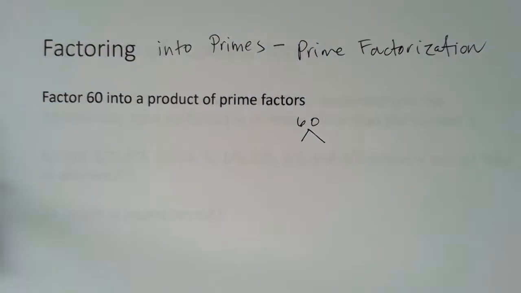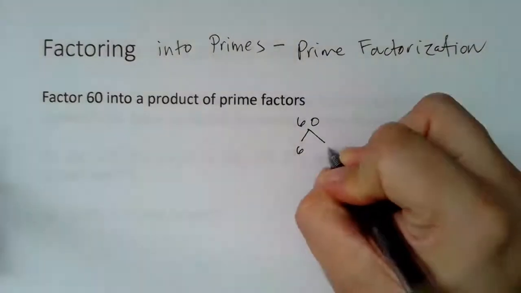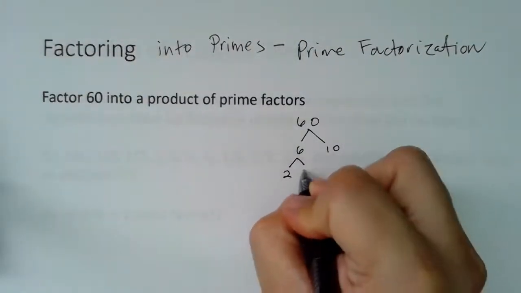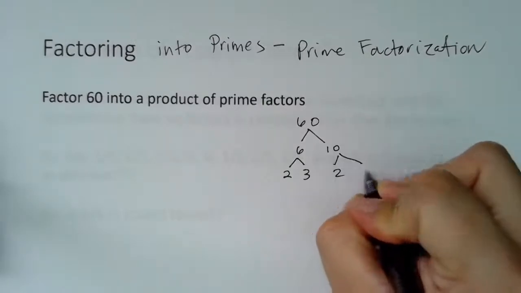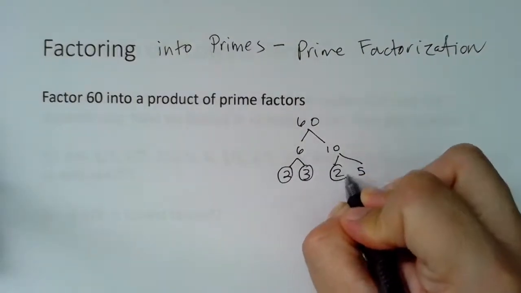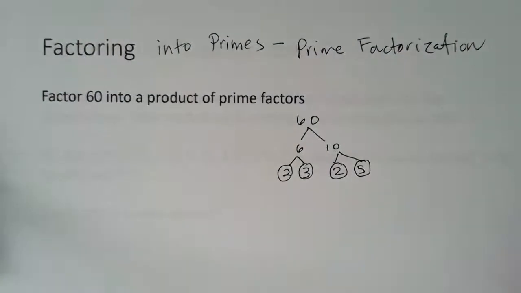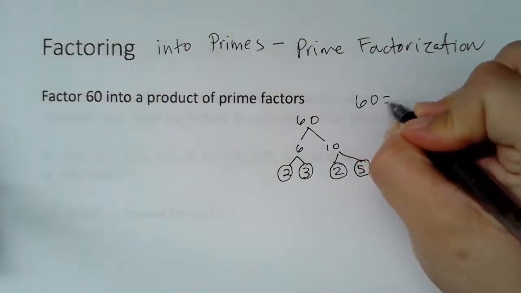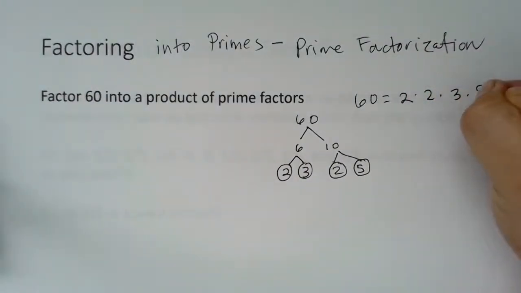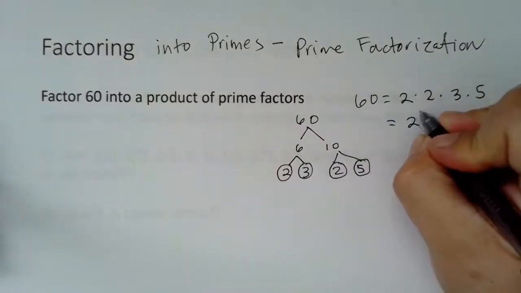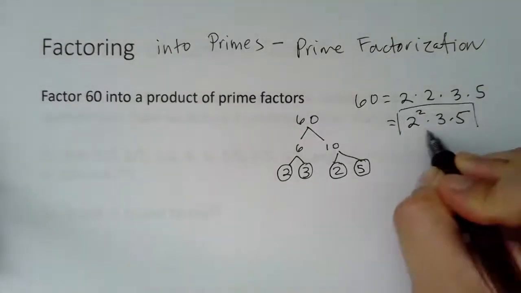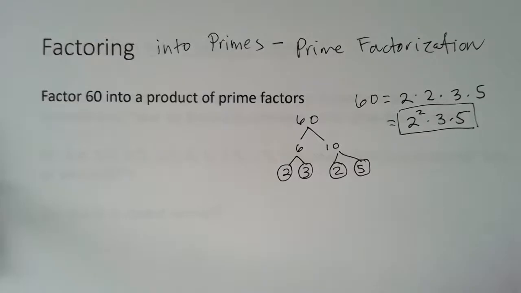Okay, so let's see. What are 2 factors of 60? We could start here, 6 times 10, right? Then just continue. 6 has 2 factors, 2 times 3 is 6. And then 10 is 2 times 5. Now, 2 is a prime number, 3 is a prime, 2 is a prime, and 5 is a prime. So the way that we would rewrite 60 is 2 times 2 times 3 times 5 if I'm going from smallest to largest, or in other words 2 squared times 3 times 5. That would be the prime factorization of the number 60.